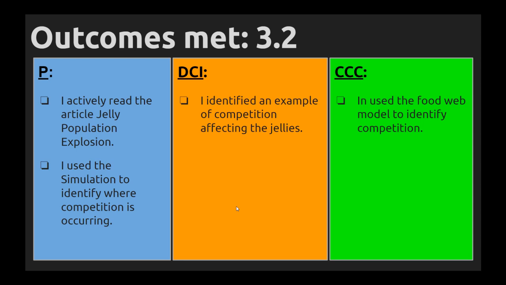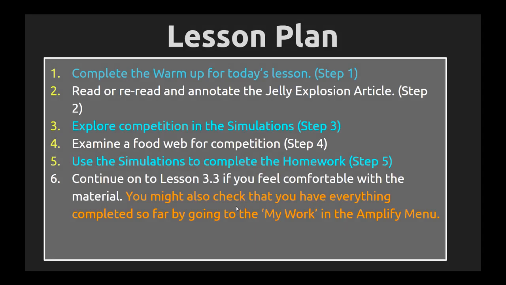We've met our outcomes when we've actively read the article Jelly Population Explosion. We've used the simulation to identify where competition is occurring. I've identified an example of competition affecting the jellies, and in the food web model, I can identify where you see competition.